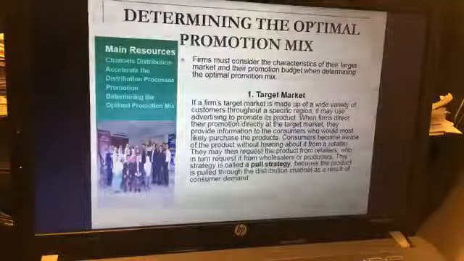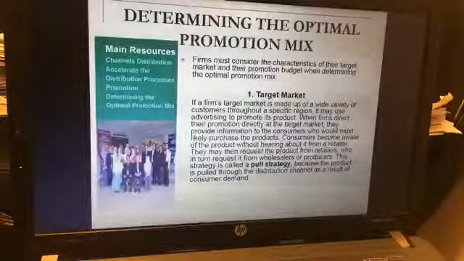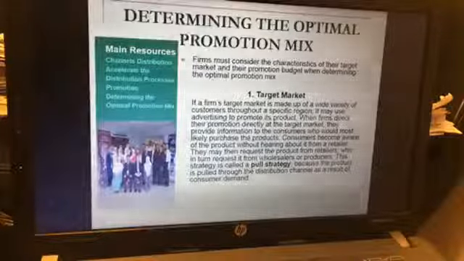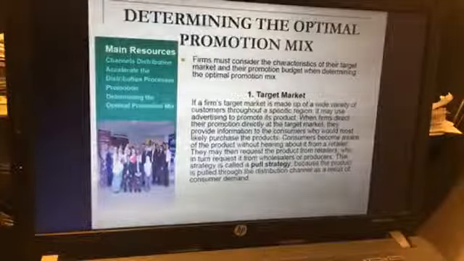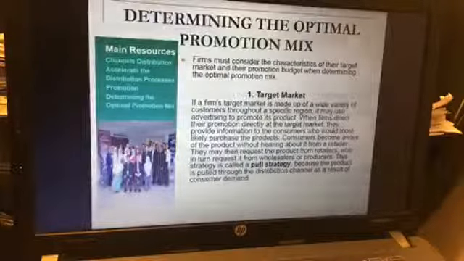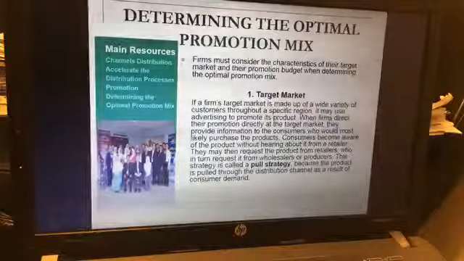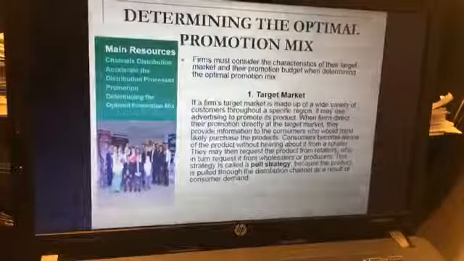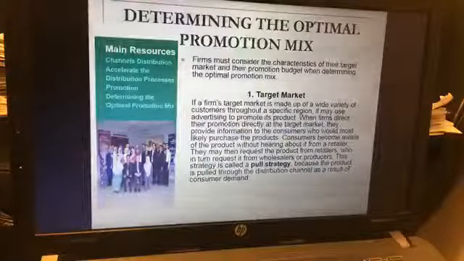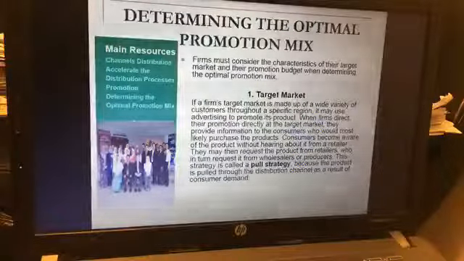When the firm directs its promotion at a target market, it provides information to the consumers who would most likely purchase the product. The consumers become aware of the product without hearing about it from a retailer. Then they might request the product from retailers, who in turn request it from wholesalers or producers. This strategy is called the pull strategy, because the product is pulled through the distribution channel as a result of consumer demand. So we want to create consumer demand.